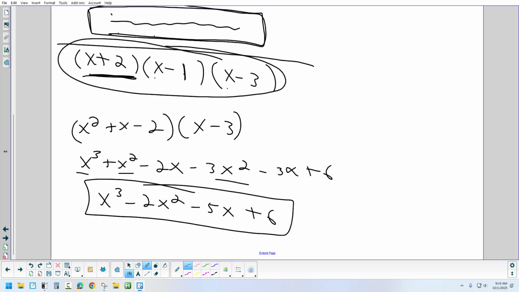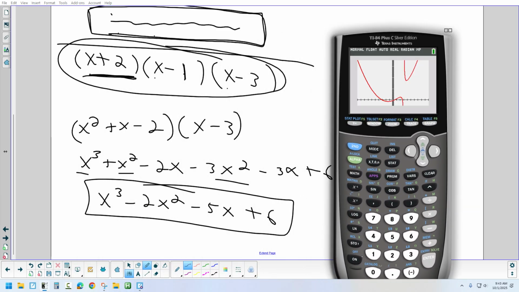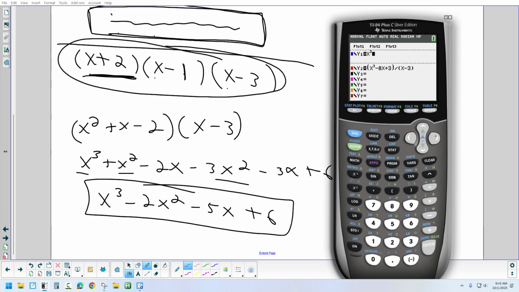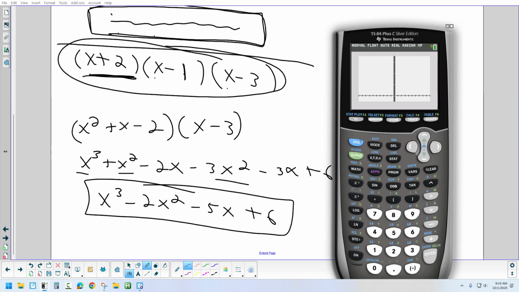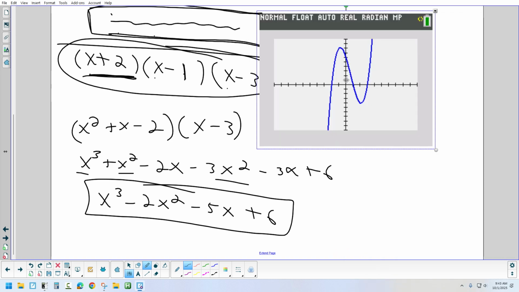So if I graph that, it should cross the x-axis at exactly the 3 numbers that they wanted me to. Well, let's see. So we've got x cubed minus 2x squared minus 5x plus 6. So remember, we're looking for negative 2, positive 1, positive 3. And let me do zoom 6. Negative 2, positive 1, positive 3. Perfect. That's exactly where I wanted it to cross through.